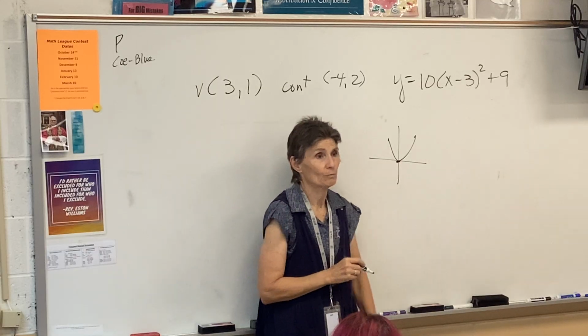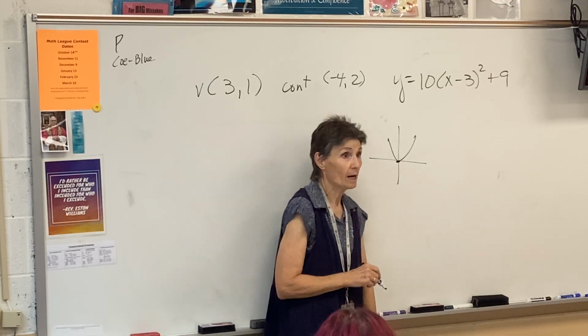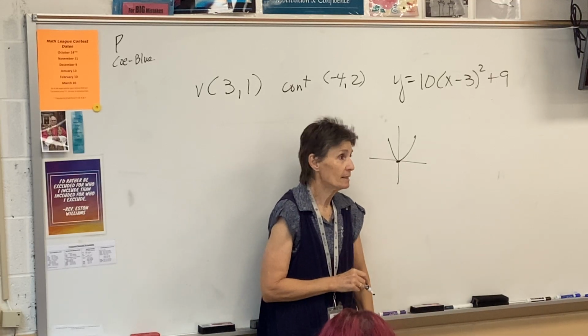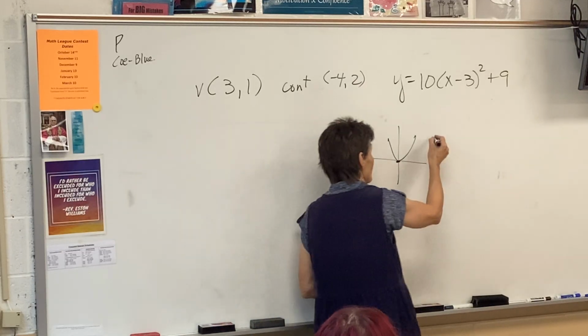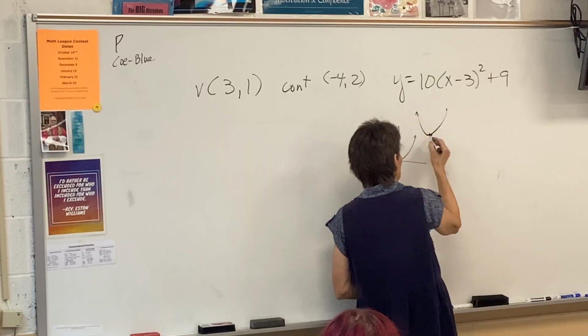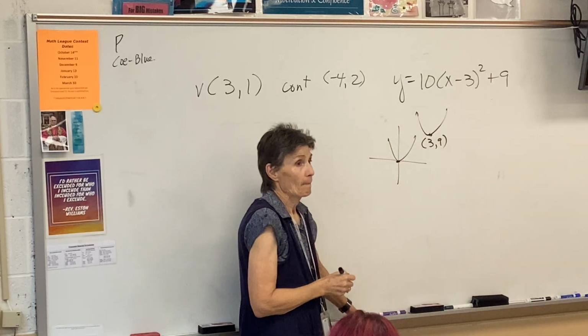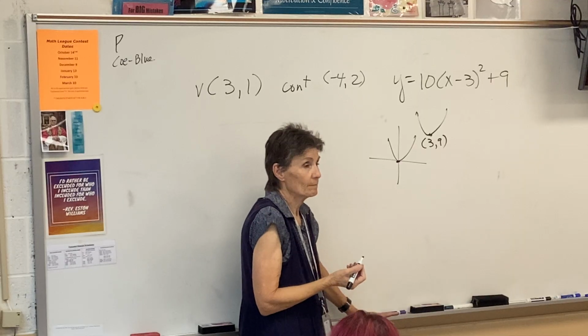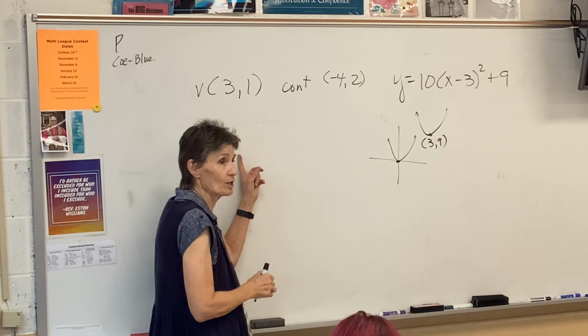How has it been moved? Up nine. It went up 9 and it went right 3. So its vertex is at 3,9. Would you agree with that? You need to know that, because now you're going to use that idea to write this equation.